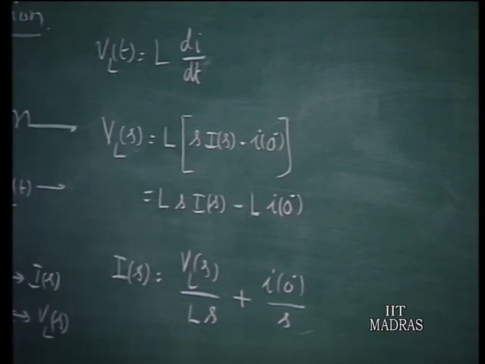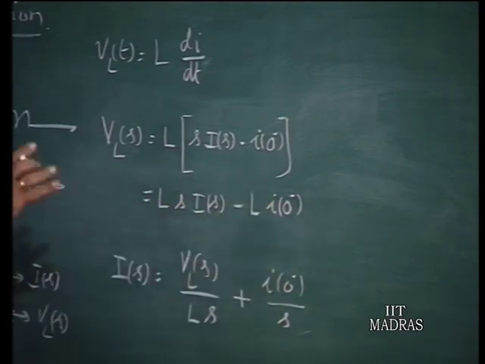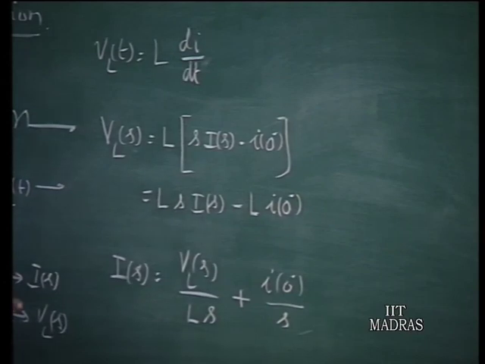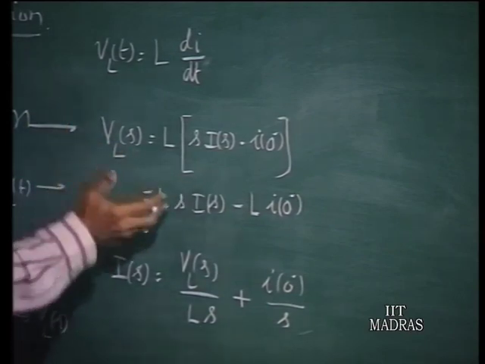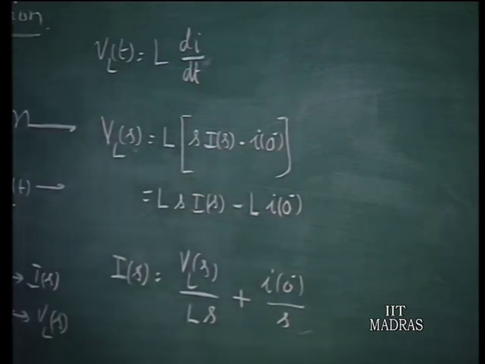The impedance concept, the proportional relationship between a voltage and current in whatever domain you are talking about, transform domain or j omega domain in the sinusoidal steady state situation, are all valid provided you do not have these extra terms. That means if there are no initial conditions, there is a proportional relationship between voltage and current in the transform domain. These initial conditions spoil that character, but we will see how to take care of that later on.